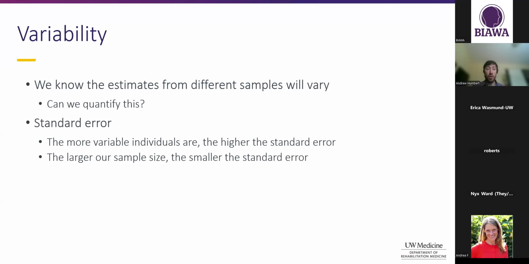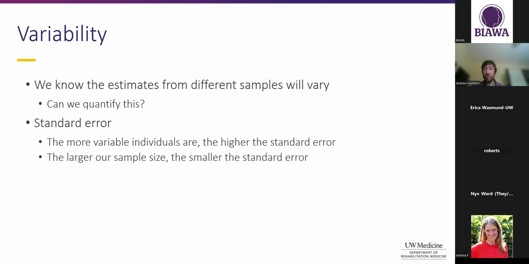Really, the two components that go into standard error are, first, how much variability there is amongst the individuals in our sample. Previously we were talking about variability between samples. To calculate the standard error and try to measure that, we first need to calculate the variability within our sample. And then the second component is our sample size, right?